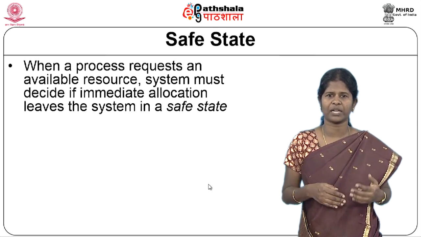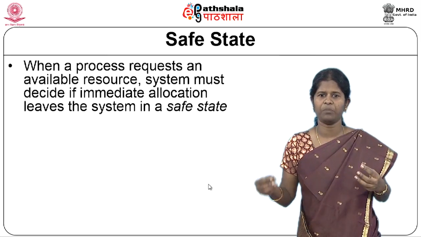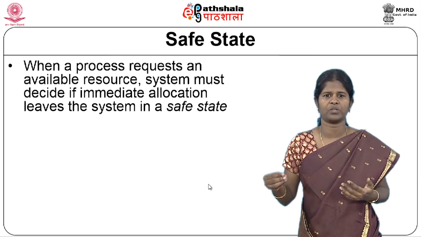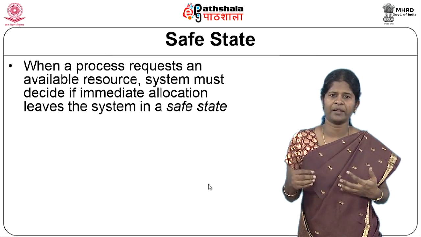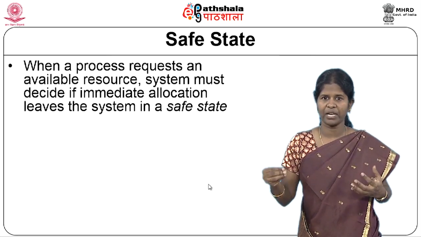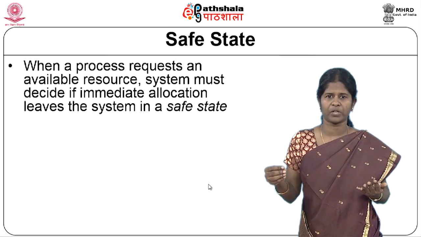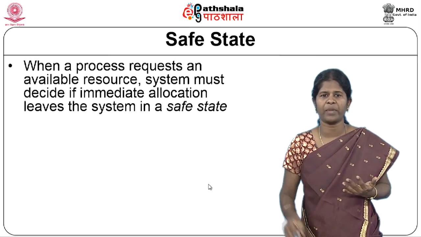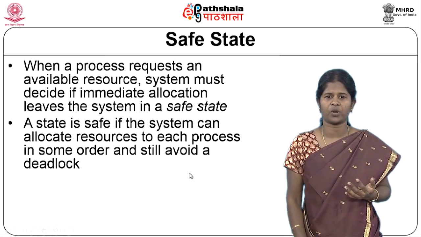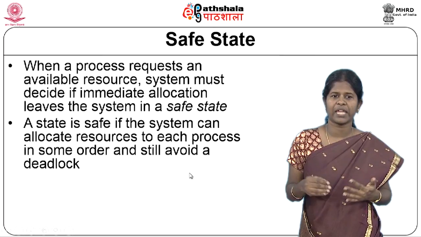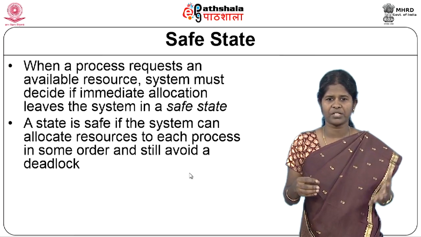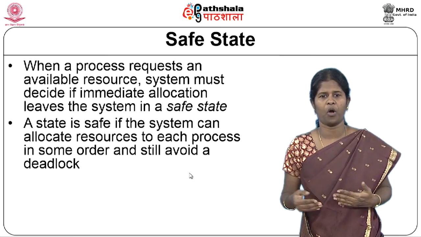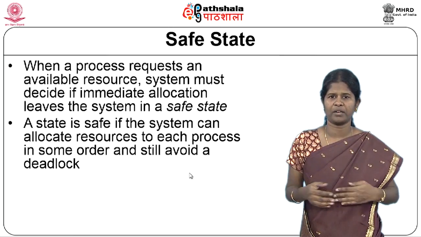When a process is requesting an available resource, the resource is available and the process is requesting that resource, the system should decide if this resource which is available can be immediately allocated to the process. If it is allocated, will the system still remain in a safe state or not? So, the state is safe if the system can allocate resources to all the processes in the system in some order and still it can avoid a deadlock.